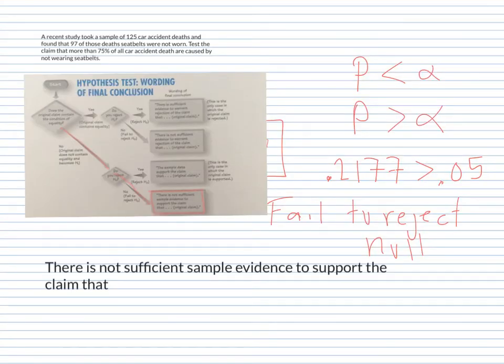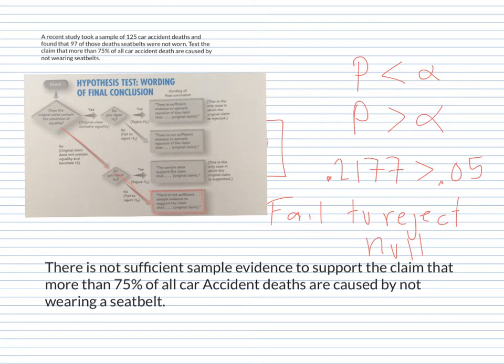So there is not sufficient sample evidence to support the claim that more than 75% of all car accident deaths are caused by not wearing a seatbelt. So once we get the conclusion to our hypothesis test, we have solved the problem fully. We just need to know, is our claim supported or not? So we cannot support the claim that we made.